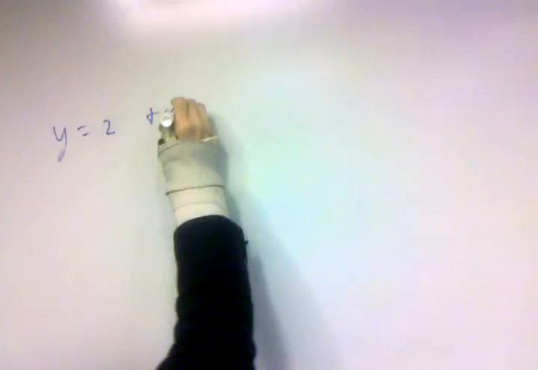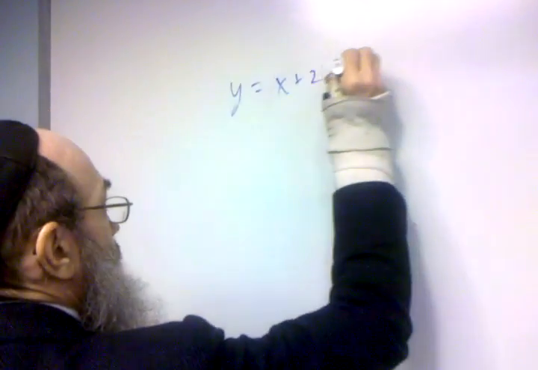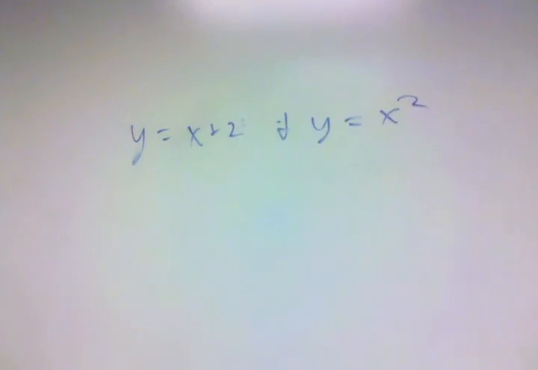Find the area of the region bounded by the following two curves. I'm sorry, I didn't say that right. I could not read my own writing. Y equals x plus 2, and y equals x squared. This is problem number 11 on this final.